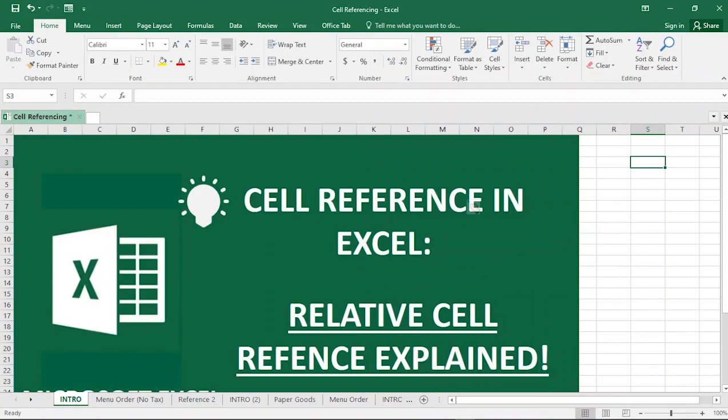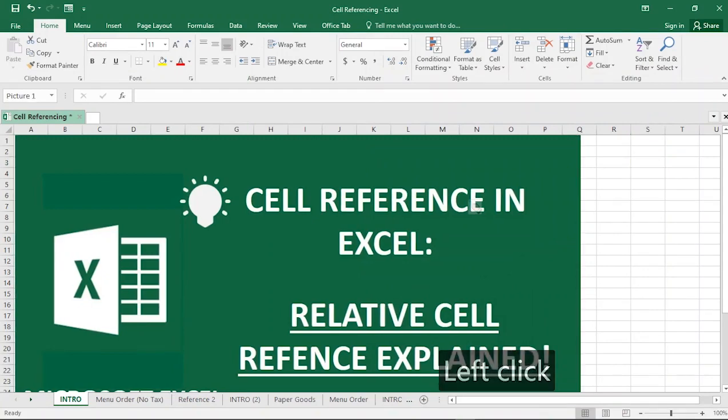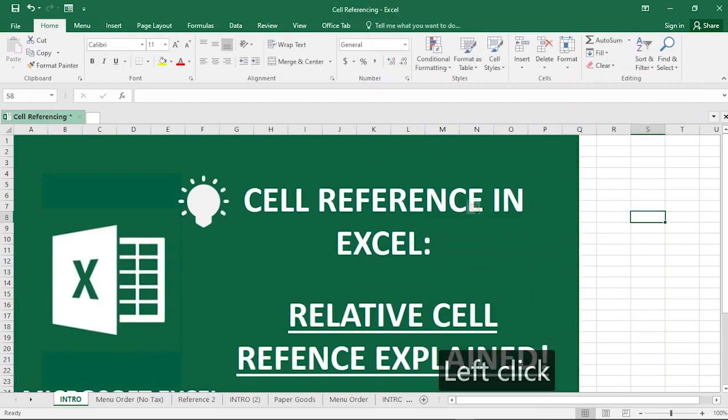In this video, we'll be looking at cell referencing in Excel, paying particular attention to relative cell referencing with examples. Now, the question is, what is relative cell referencing? Relative cell referencing is the most widely used type of cell referencing in formulas. Relative cell references are basic cell references that adjust and change when copied or when using AutoFill. So it can adjust or change when copied across a row or down a column.